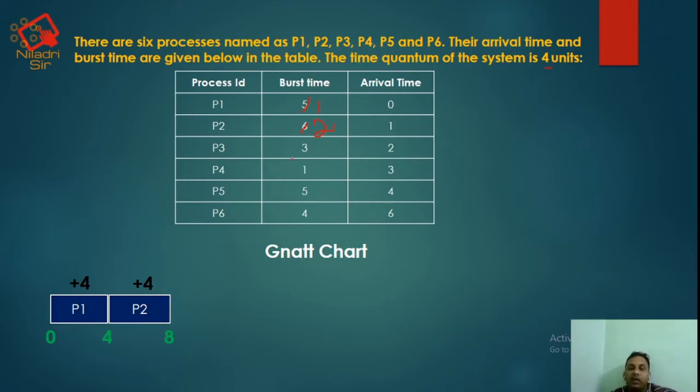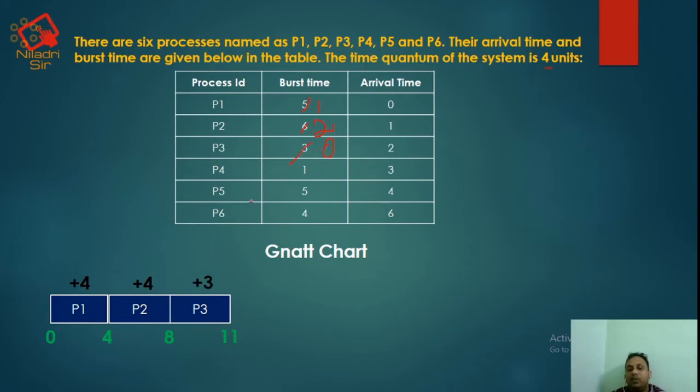So here we can see that in the case of P3, the burst time is less than the time quantum, so it will execute for that burst time amount of time. So now P3 will execute for 3 units, and the remaining will be 0.